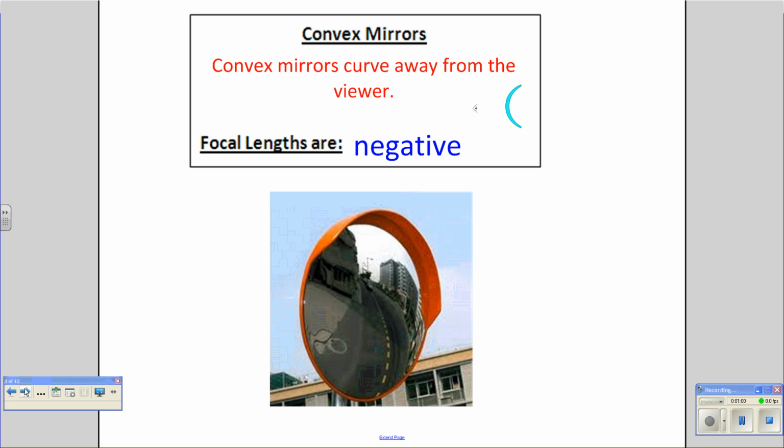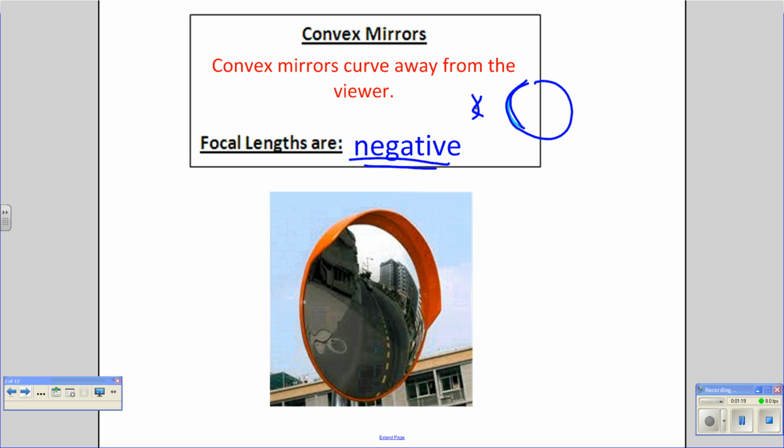Now, convex mirrors curve away from the viewer. So if you're the viewer, it curves away from you. Think about yourself on the outside of the circle. It curves away from you. And its focal lengths are negative.